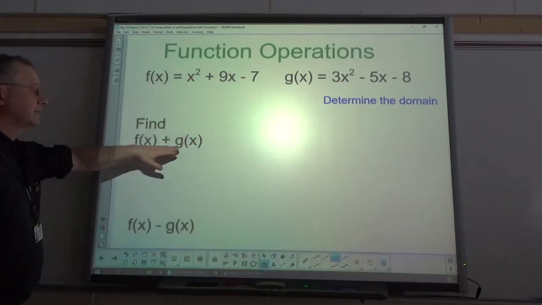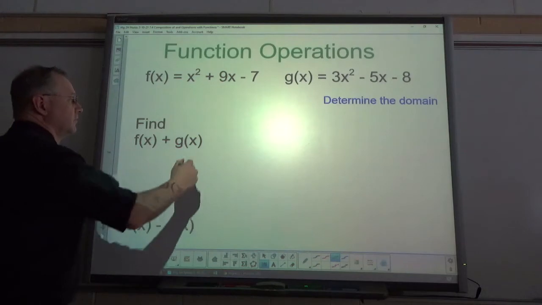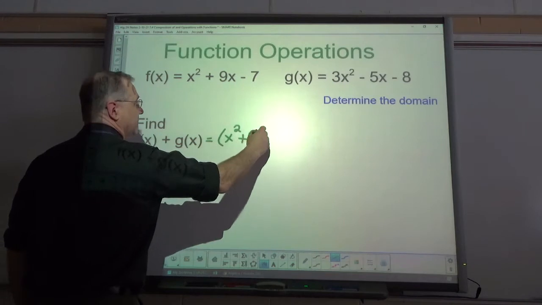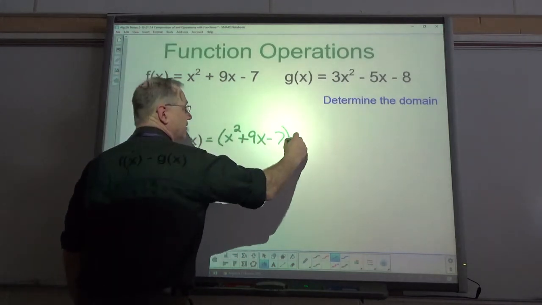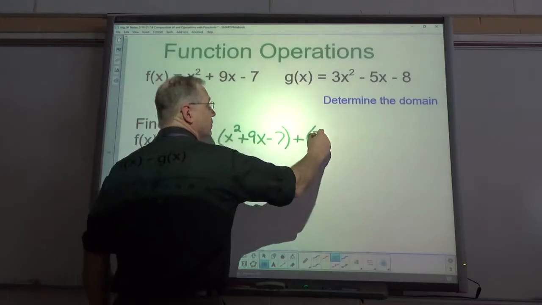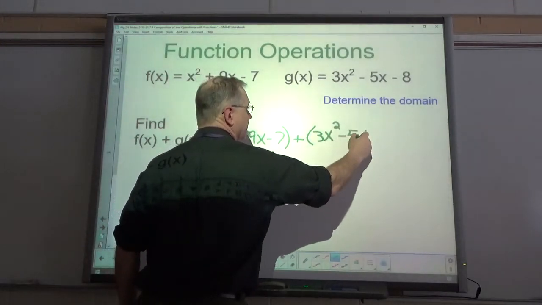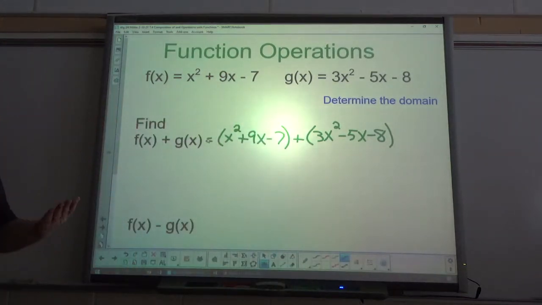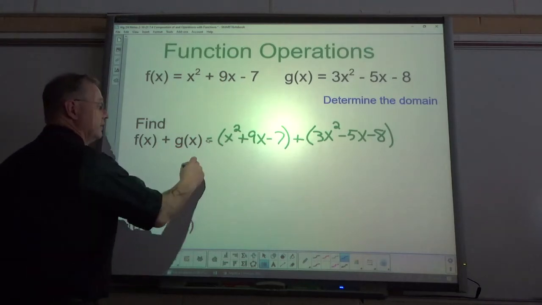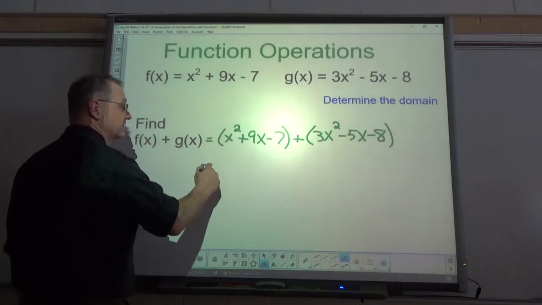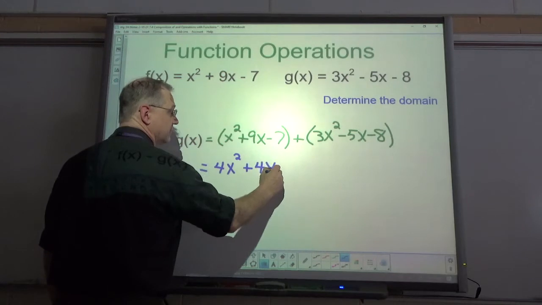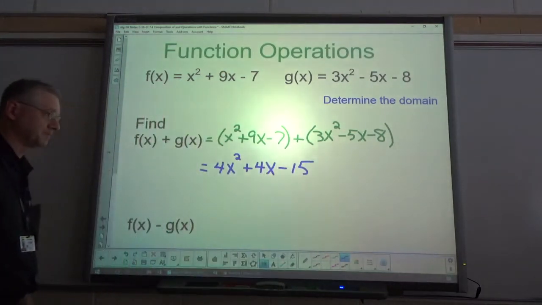If you are adding these two polynomial functions, we're talking about adding f of x, x squared plus 9x minus 7, plus g of x, which is 3x squared minus 5x minus 8. So really all I have to do this addition is combine like terms. So the answer to f of x plus g of x is 4x squared plus 4x minus 15. And there's your answer.